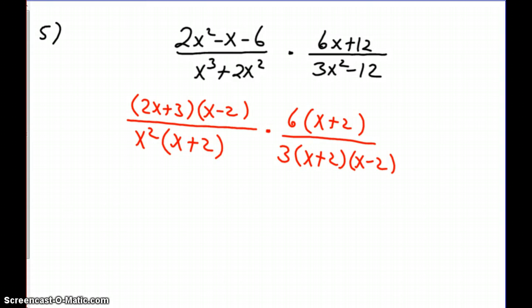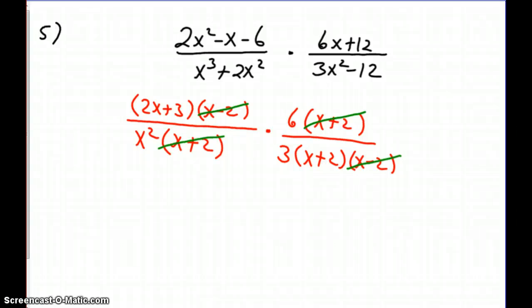Okay, so now the next step is that you're going to cancel. Remember, it's got to be 1 for 1 to cancel. It's either when they're on top of each other or they're diagonal from each other, right? Okay, so what can you cancel here? The x plus 2's, okay, so here we go, canceling x plus 2's. What else can you cancel? The x minus 2's we can cancel. Anything else you can cancel?